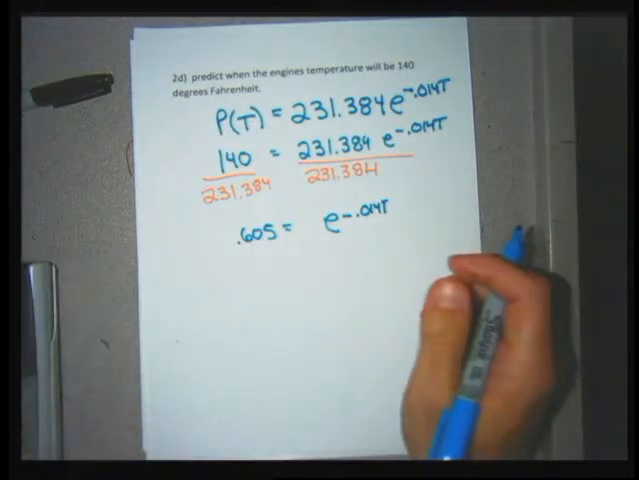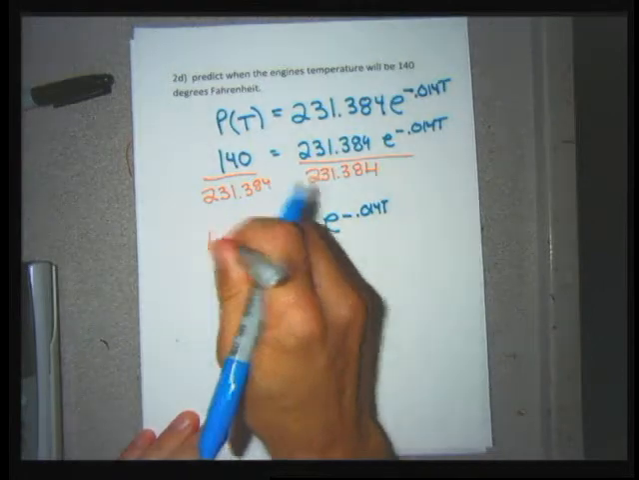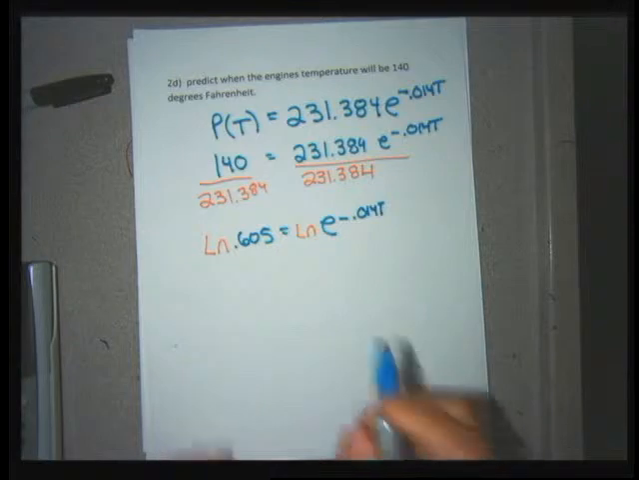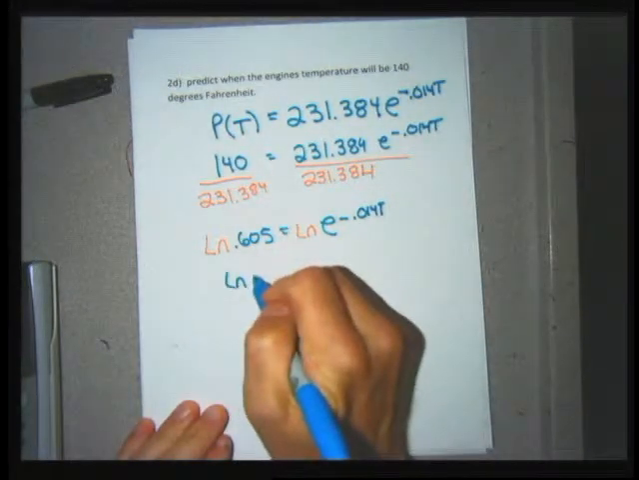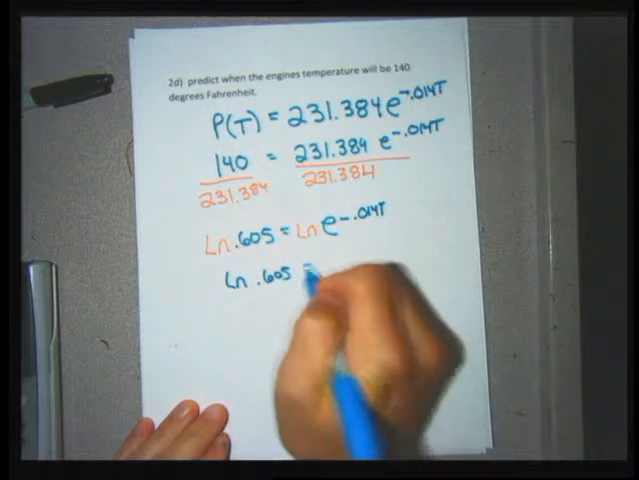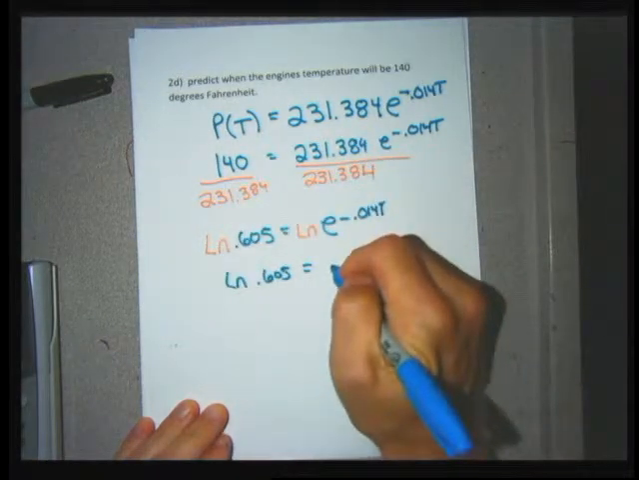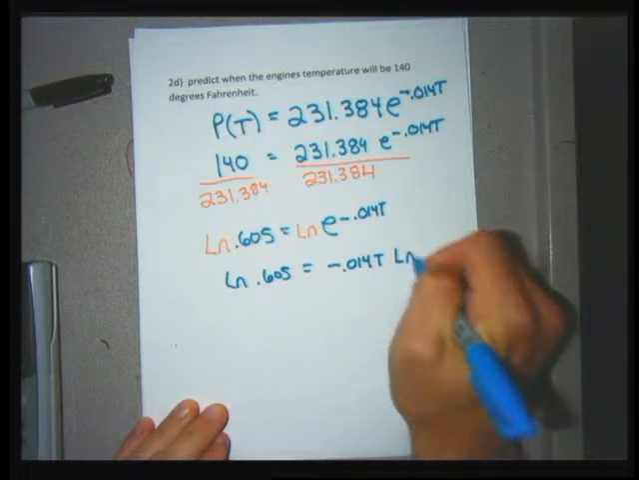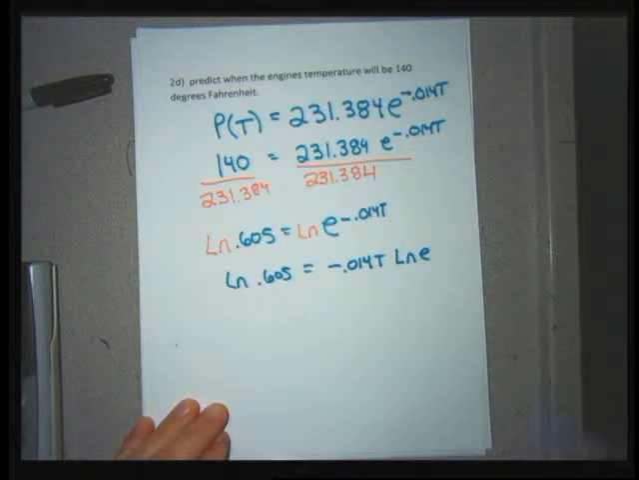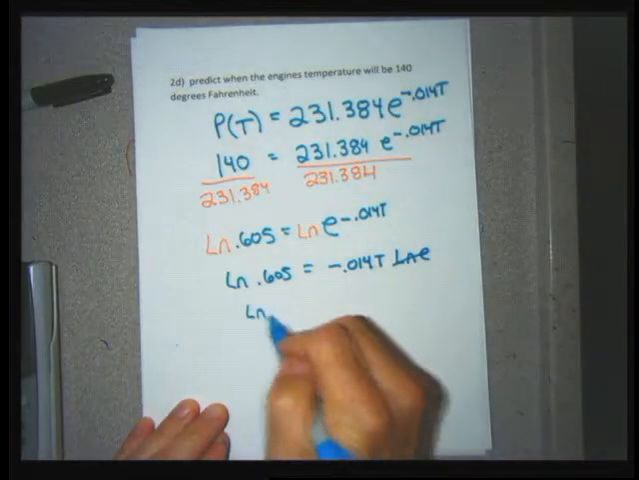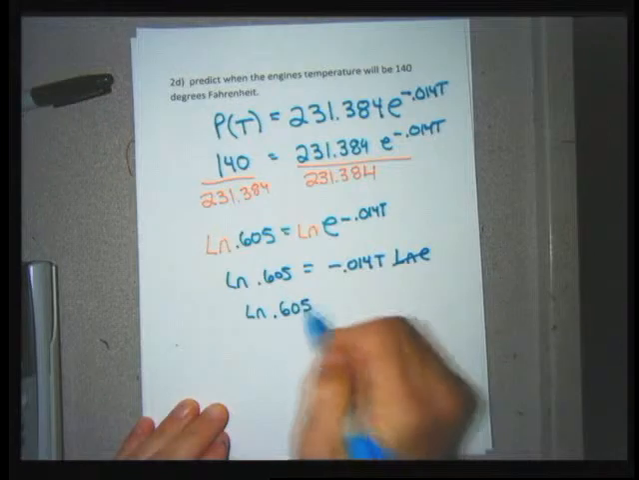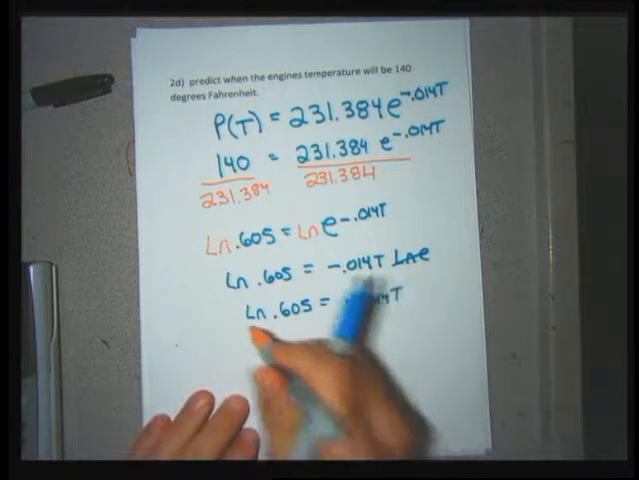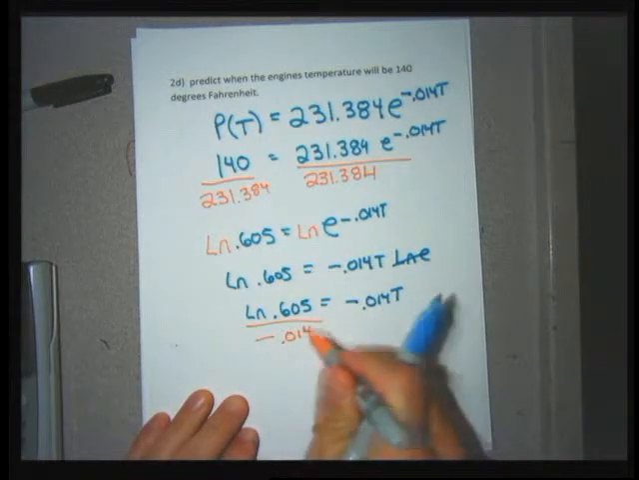Now I'm going to take the natural log of both sides. Get the natural log of 0.605 equals the natural log of e to the negative 0.014t. This is going to give me the natural log of 0.605 equals, use the exponent multiplication rule, negative 0.014t times the natural log of e. Just like we've done a bunch of times now, the natural log of e is 1. So I get the natural log of 0.605 equals negative 0.014t. To solve for t, I'm going to divide both sides by negative 0.014.